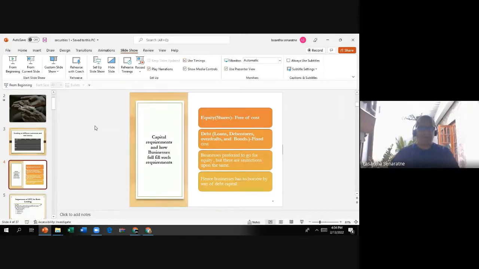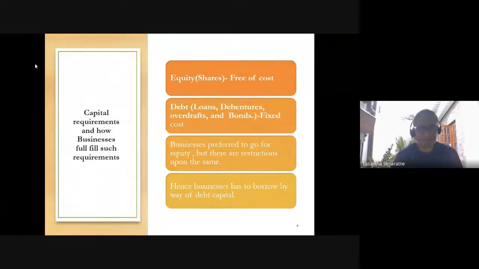Capital requirements and how the business fulfills such requirements. There are different ways that you can fulfill your capital. One is equity, or shares, free of cost. We say equity is free of cost because whenever you want, you issue shares to the shareholders and the shareholders will bring money. But you have to understand, under the Companies Act No. 7 of 2007, there are restrictions for companies to issue shares.